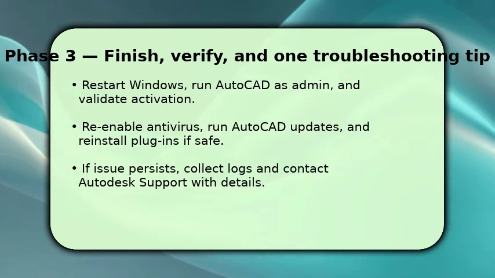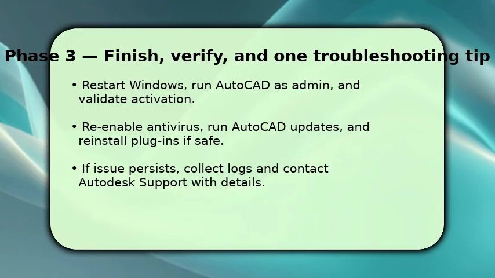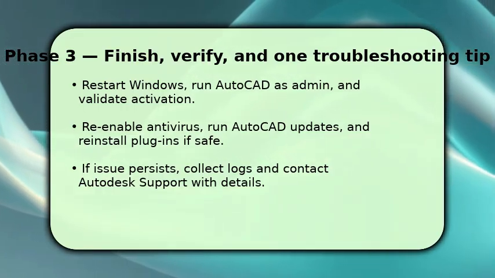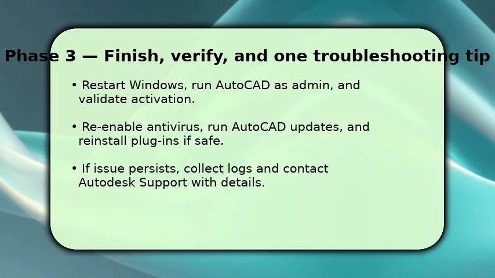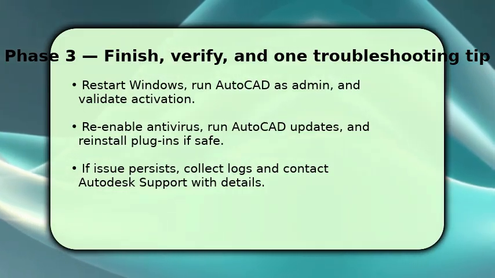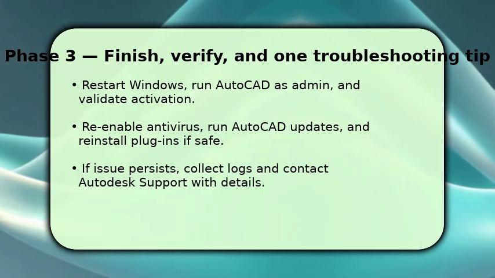If the genuine Software2 message persists, collect installation and licensing service logs, note exact error text, and contact Autodesk support. One key troubleshooting tip: create a clean Windows user profile and test AutoCAD there.